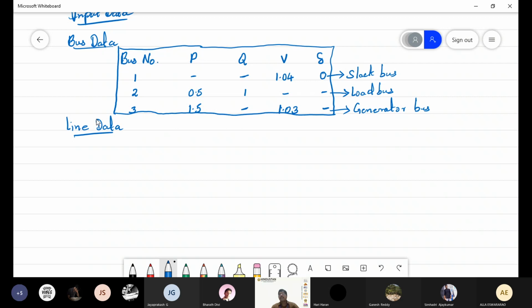Now listen, from the line data we have to form the Y bus. So what I am giving means directly I am giving the Y bus so that it will be easy for us to understand, right? Otherwise it will take more time. Since it is a 3 bus system, the Y bus matrix will also be 3 by 3, right? I am giving the Y bus directly.